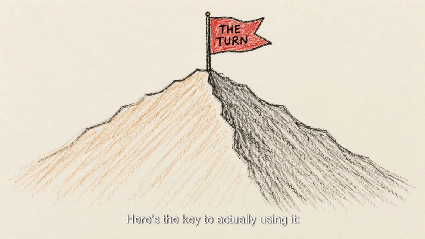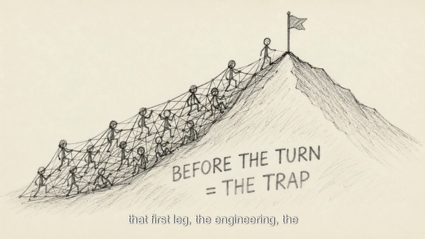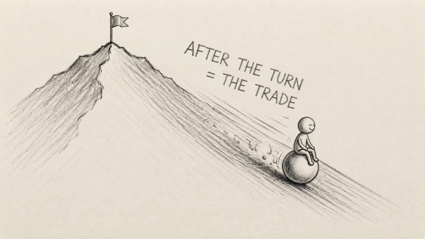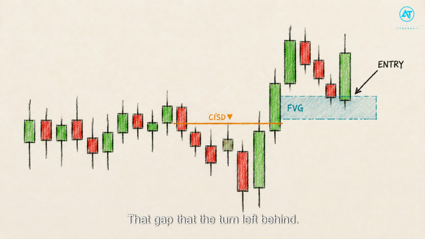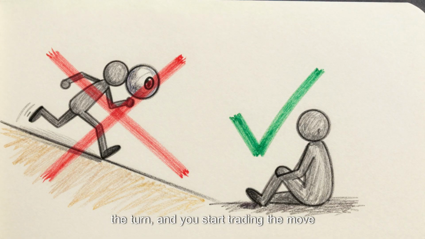Here's the key to actually using it. The turn splits the whole model into two halves, before the turn and after the turn. Before the turn is the trap, that first leg, the engineering, the manipulation. Whether it climbs or drops, it's where retail ends up getting caught. After the turn is the trade. The reversal is confirmed and price is finally delivering toward its target. And the two halves mirror each other. The levels built before the turn get respected after it. That gap that the turn left behind, price often comes back to it after the turn, then keeps delivering. That's where you want to enter. So you stop chasing that first leg before the turn and you start trading the move after it, where smart money has already piled in.